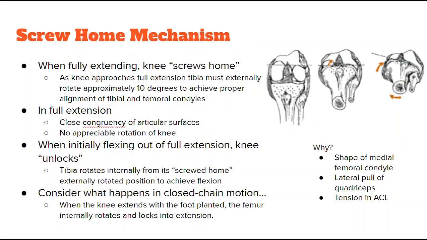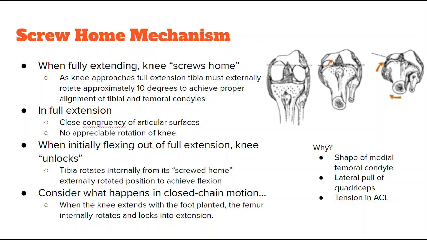I'll add a discussion or a definition of the screw home mechanism to this movement video. And this is when fully extending. So when you go from flexion to extension, your knee, quote unquote, screws home. As you approach full knee extension, your tibia externally rotates approximately 10 degrees to achieve a perfect alignment between the tibial plateau and the femoral condyle. So it kind of locks into place. In full extension, you have the close congruency of the articular surfaces and no rotation of the knee.